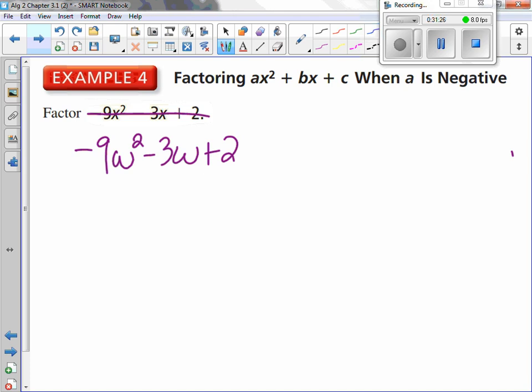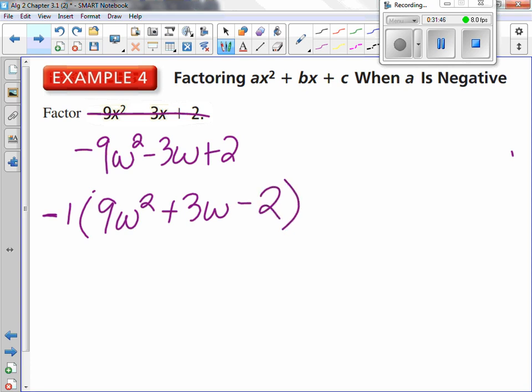Now, looking at this here, is there a greatest common factor? Well, there's not a number like 2 or 3, but there is what? A negative 1. Which changes the sign of everything inside of the parentheses. So whenever you factor out a negative 1, if the number was positive, it's now negative. And if it was negative, it's now positive. You're switching the signs. And we factor out a negative 1.